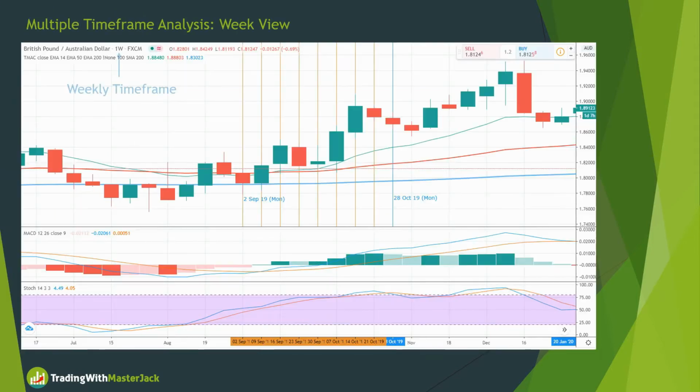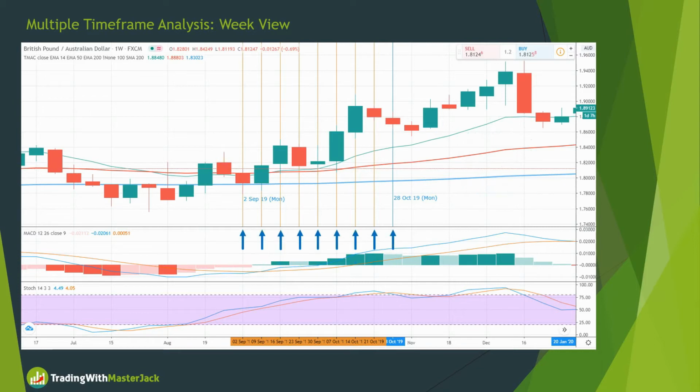Okay, we're getting started with a weekly time frame on the British pound Australian dollar currency pair, and I'm using a 14 EMA, a 50 EMA and the 200 EMA. The 14 EMA is just for illustrative purposes. I generally stick with the 50 and the 200 moving averages, but some traders like to use a 14 or even the 20 period moving average.